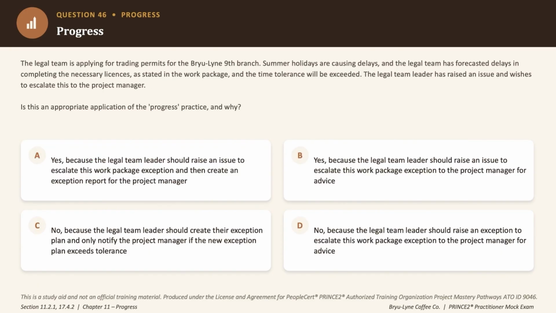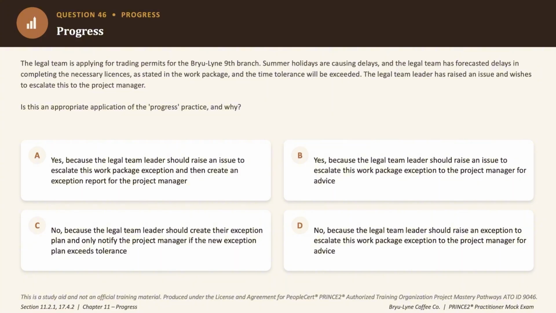Moving on to the next question, question number 46. So the legal team is forecasting a time tolerance breach on trading permits, and the team leader wants to escalate this to the project manager. So the question is, is this an appropriate application of the progress practice and why?